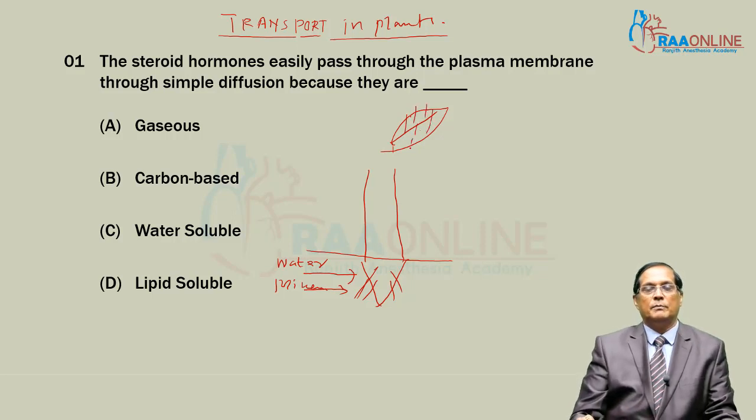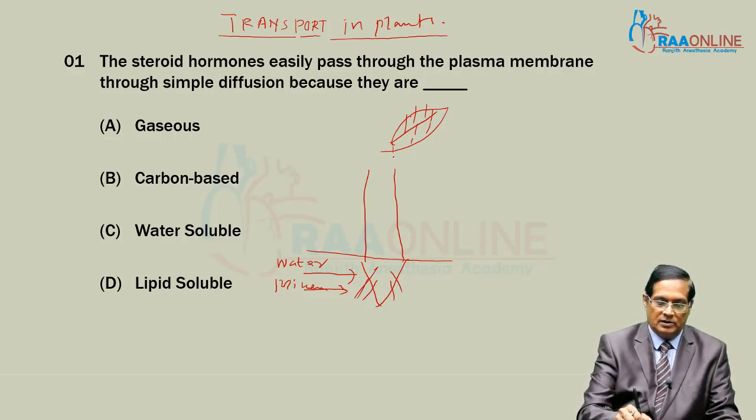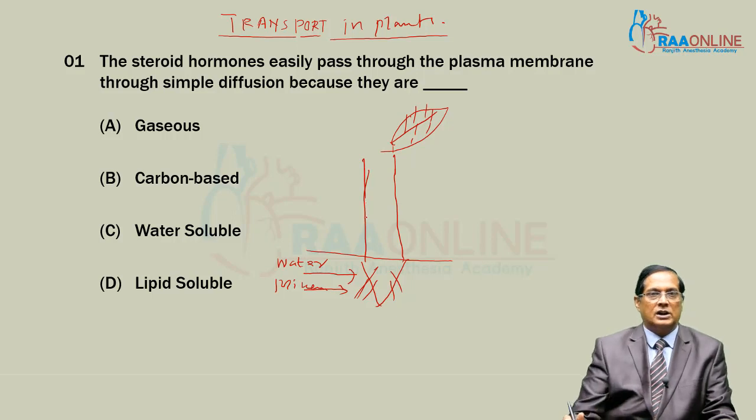But organic matter is required by each and every part and each and every living cell. So this organic matter should be transported to the various parts of the plant. So this chapter basically deals with the transport of water, transport of minerals, and transport of organic matter.